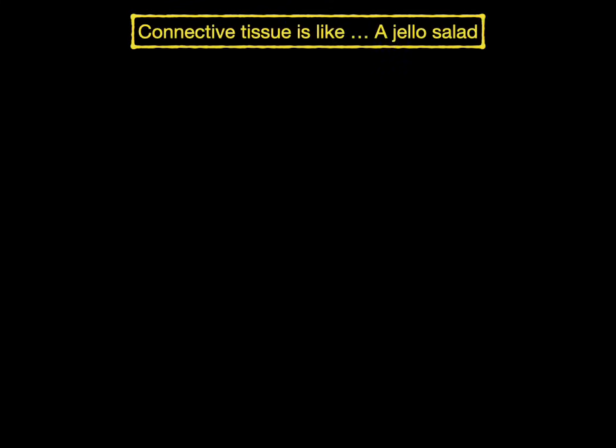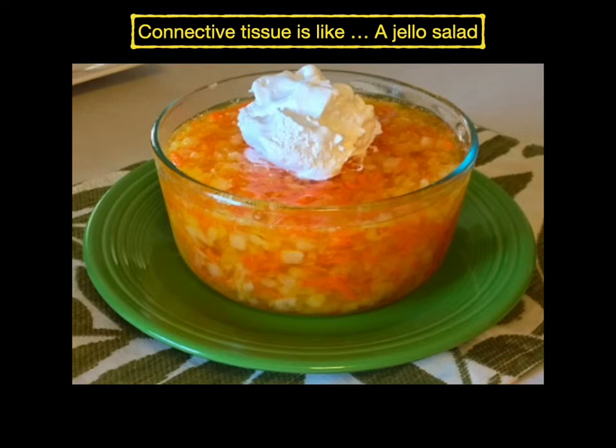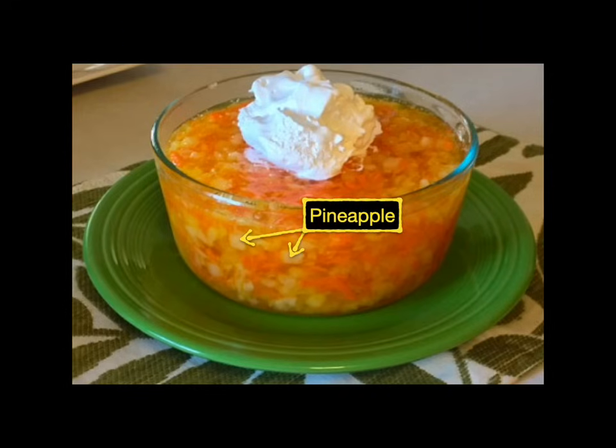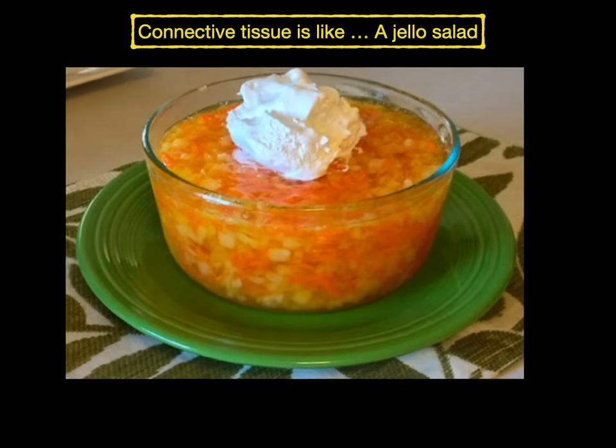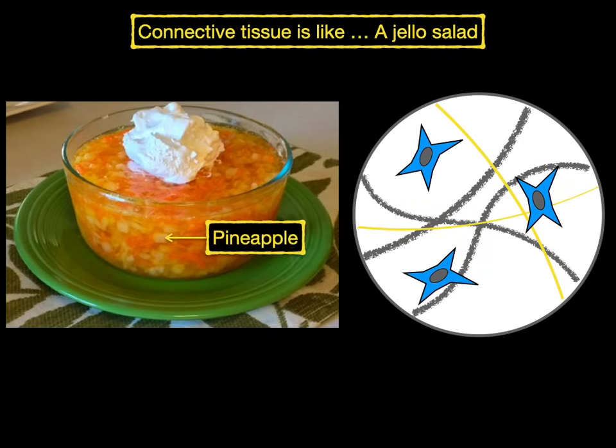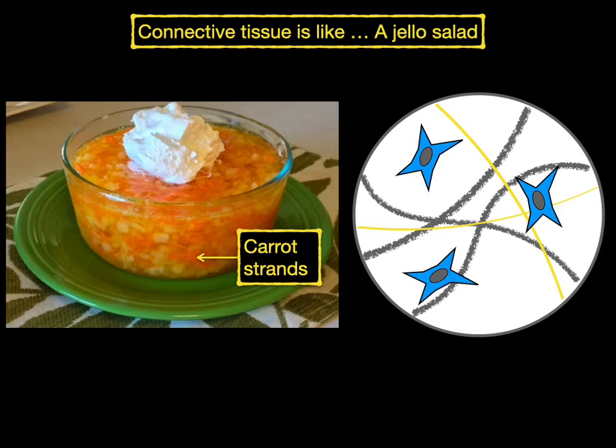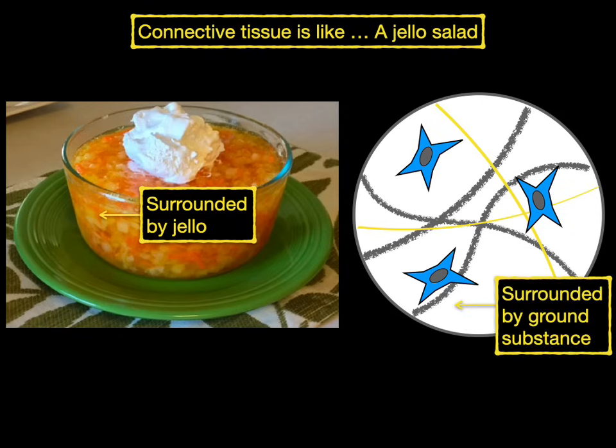Okay? All right. Connective tissue, it's kind of like a jello salad. So here we've got a bowl of jello salad. And there's pineapple and little strands of carrot, and then there's jello. Well, connective tissue is like a jello salad. We have pineapple, things like cells, surrounded by carrot strands like proteins, elastin, and collagen, and all the rest of the space is filled with jello. That's the ground substance, okay?